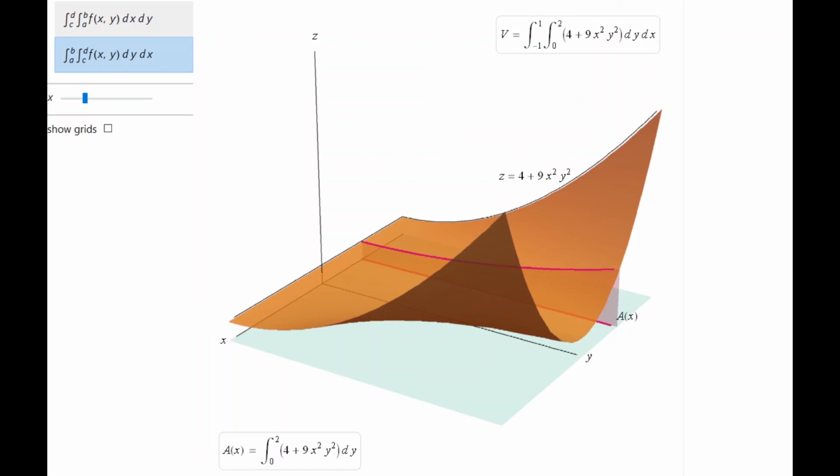I'd like to remind you that when you integrate over one of the variables, you hold the other one fixed. So as we're integrating here, we're integrating the variable y first. x is fixed, and that's why you're getting the area of a slice there, because x really is fixed at that value.